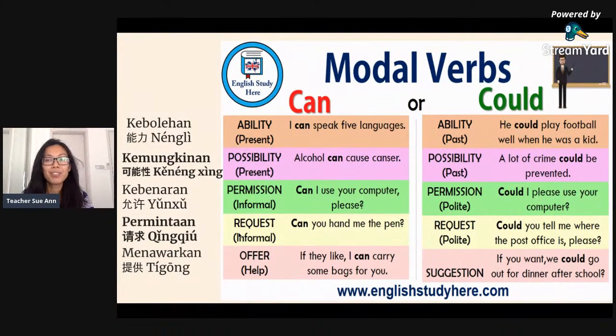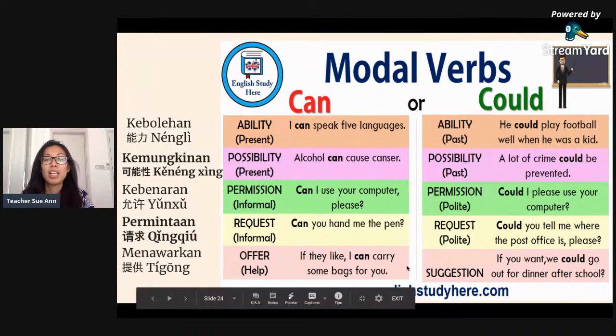And then in terms of permintaan, requests: can you hand me a pen? You can ask informally or you can request politely. Could you tell me where the post office is? Okay, you're requesting, you're asking them something, right? You're asking them a question, request. Permission is asking them whether you can do something, all right?